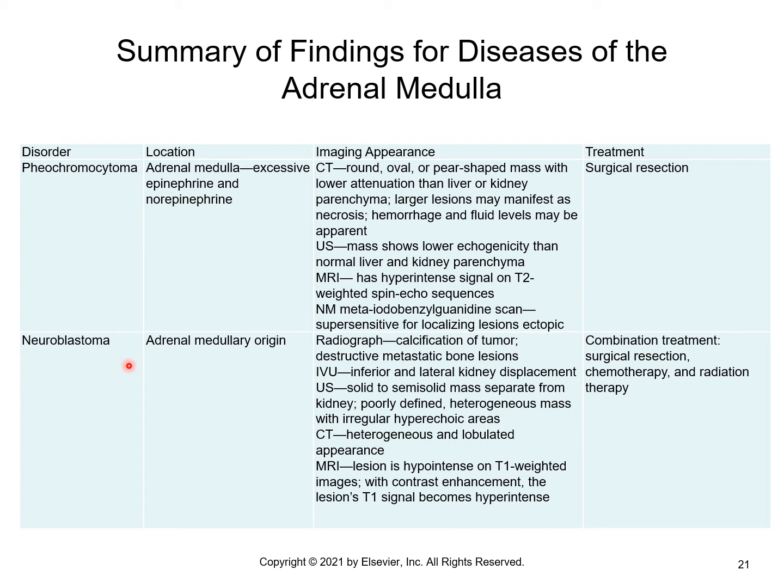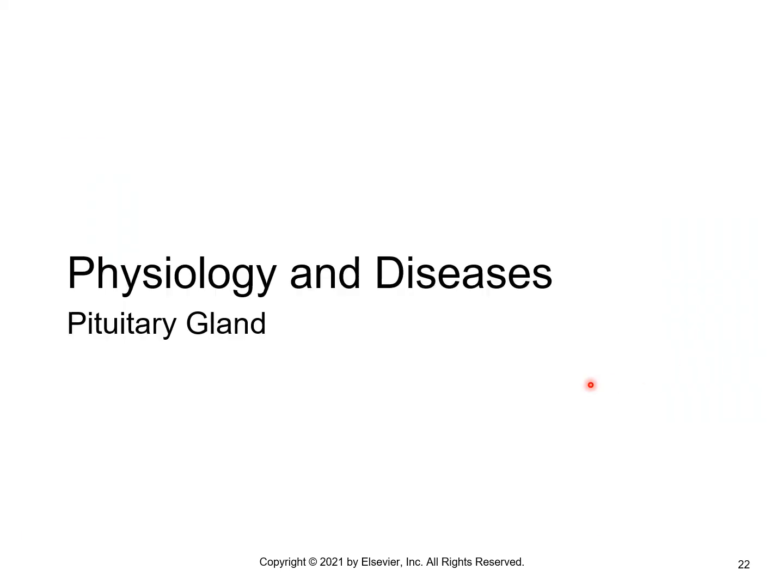A neuroblastoma, this is our childhood tumor of the adrenal medullary region. It can be identified on a number of different imaging modalities, and it's usually treated with surgical resection in addition to chemotherapy and radiation. That brings us to physiology and diseases of the pituitary gland.